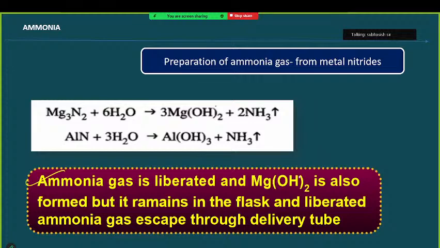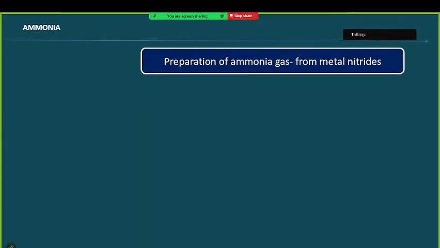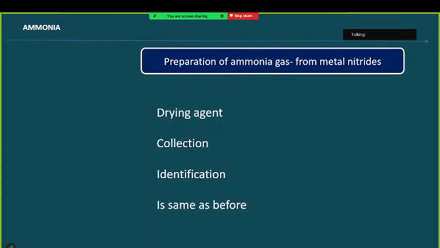Ammonia gas is liberated, and ammonium hydroxide remains in the flask, and the liberated ammonia gas escapes through the delivery tube. In case of metal nitrides, as a drying agent, you can use calcium oxide.